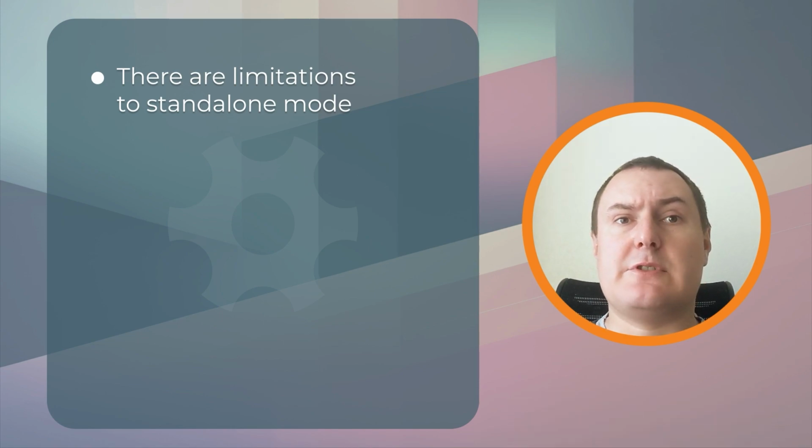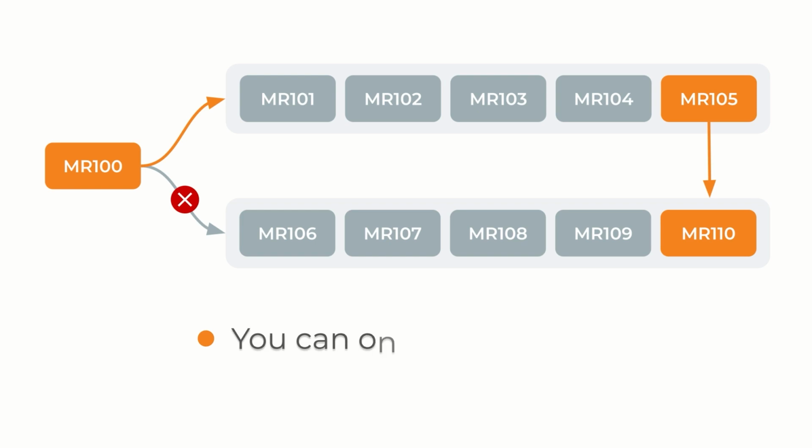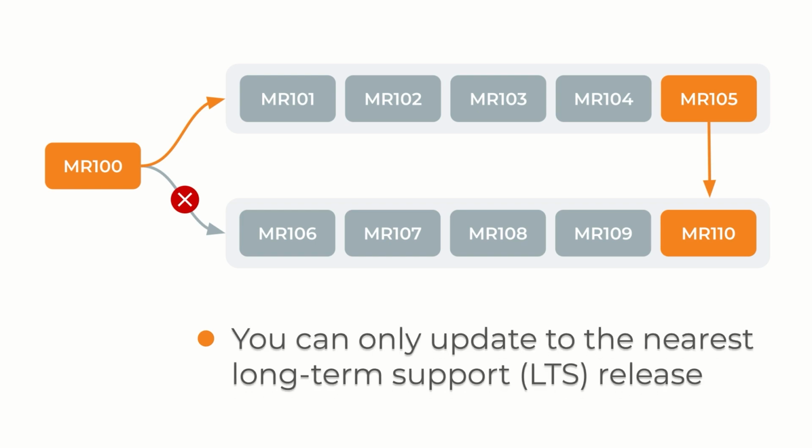Also, just like with a traditional update, with the Zero Downtime Update solution, it's only possible to update to the nearest long-term support release, also called an LTS release. These maintenance releases are the ones that end in a 0 or a 5, such as 100 or 105. So, to reach a version that is higher than that nearest release, you will need to perform multiple updates.